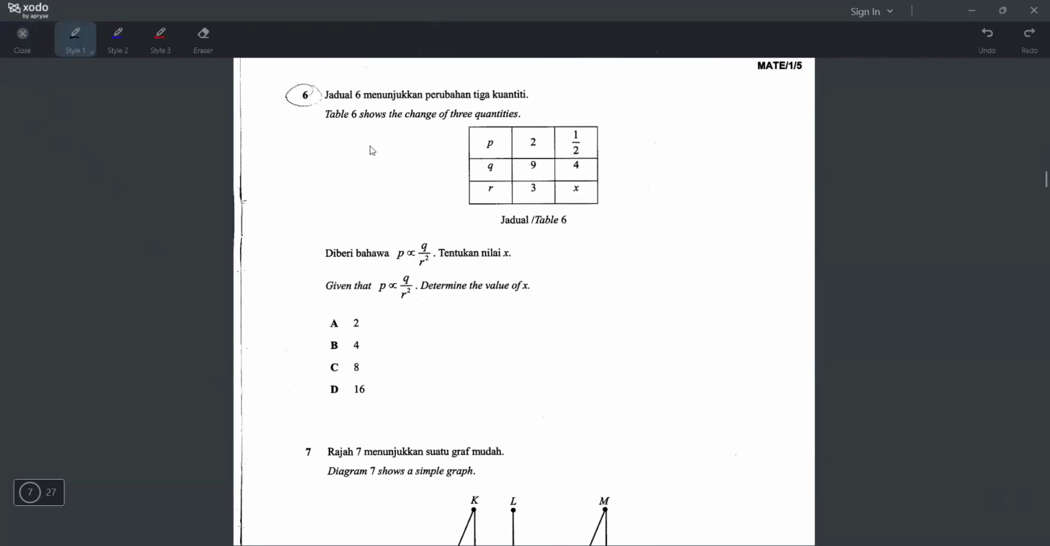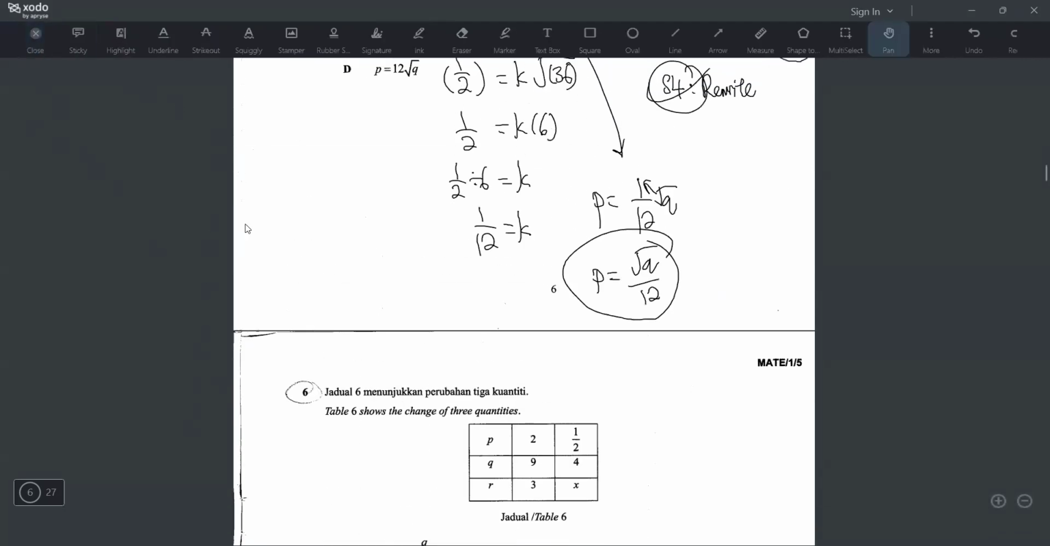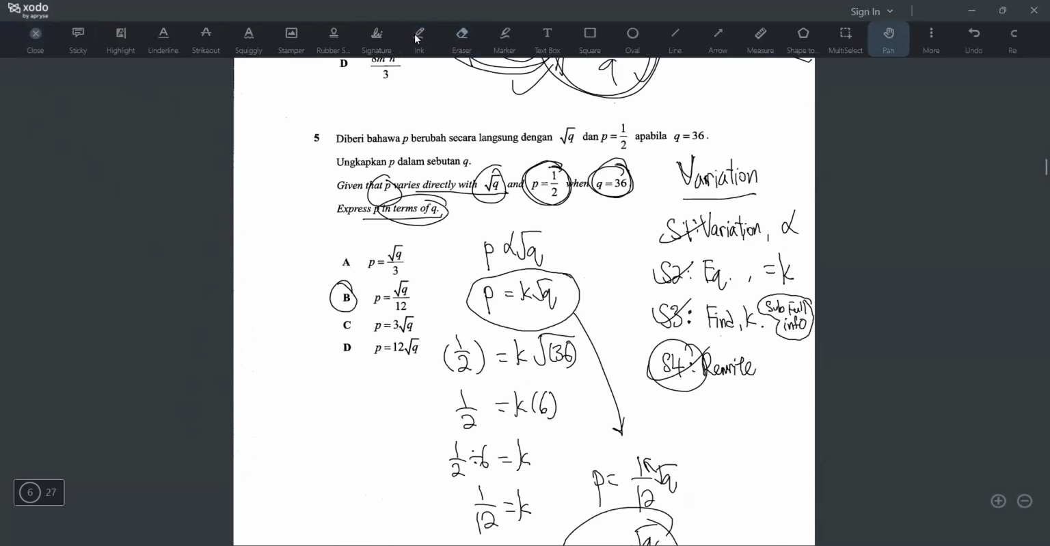Okay, let's continue with number 6. Table 6 shows the change of 3 quantities. Okay, they give you a table. Given that P varies directly as Q and inversely as R squared, determine the value of X. So this is the same as number 5. You see, it's also a variation question. So let's follow the steps.